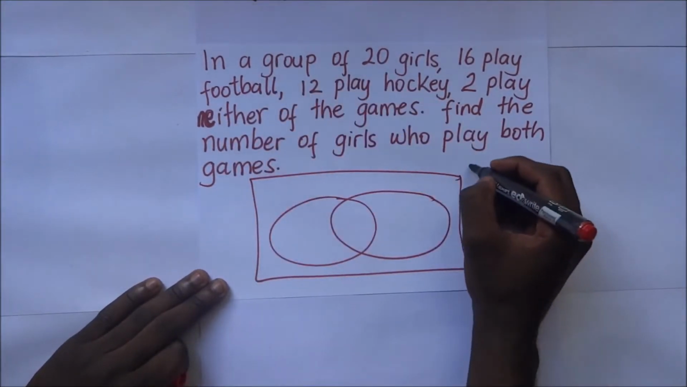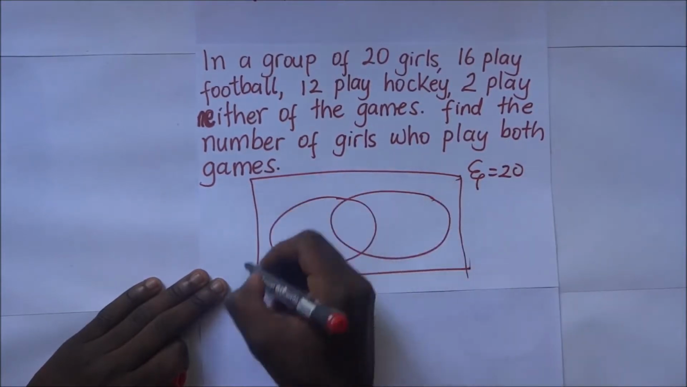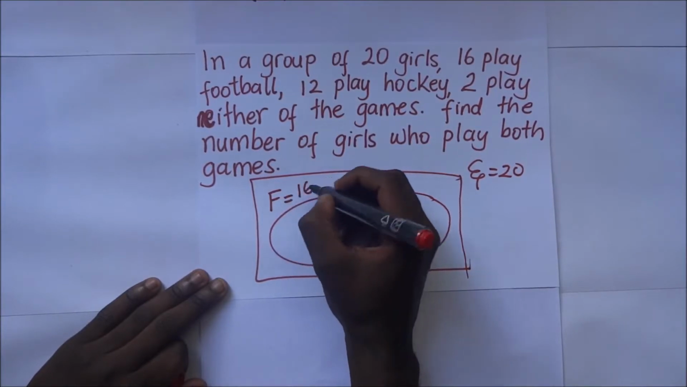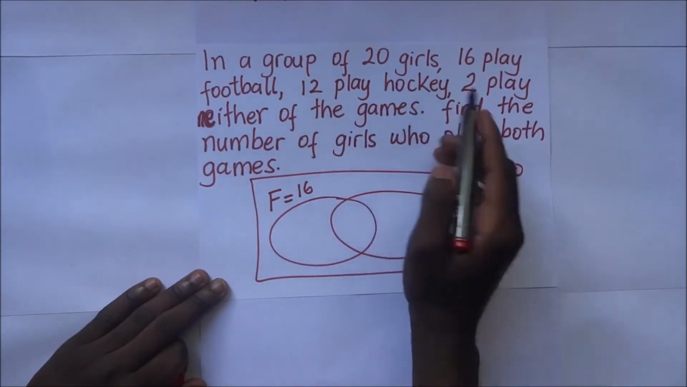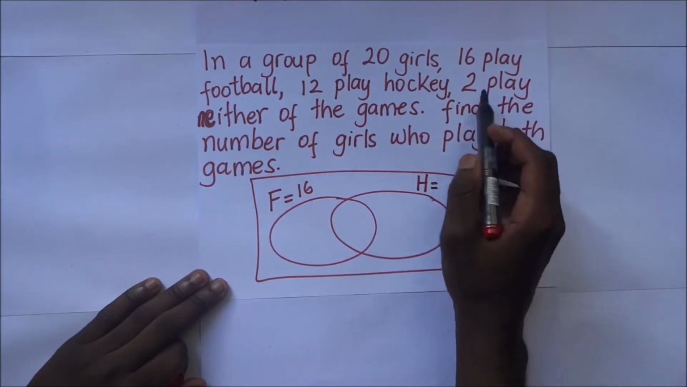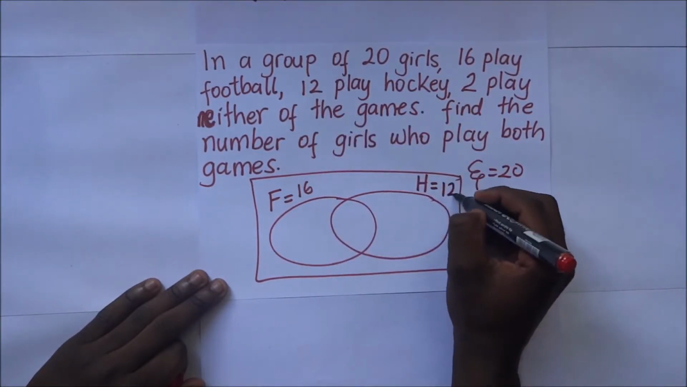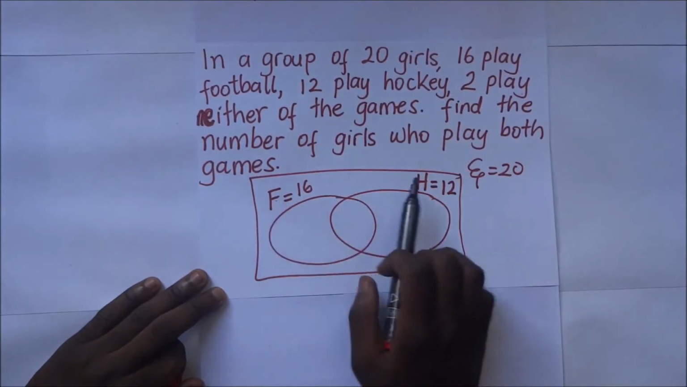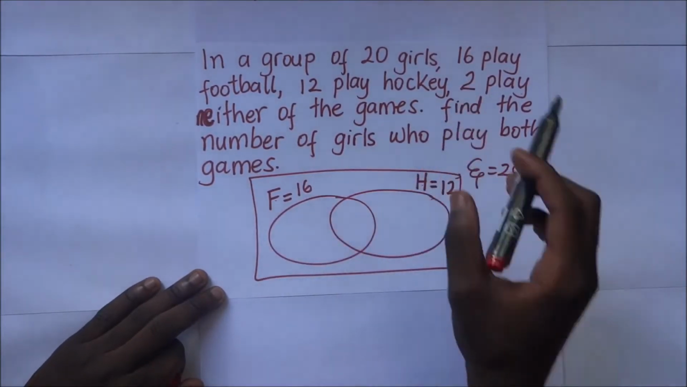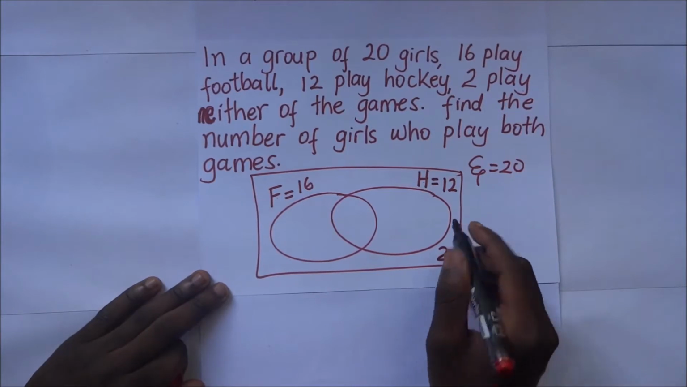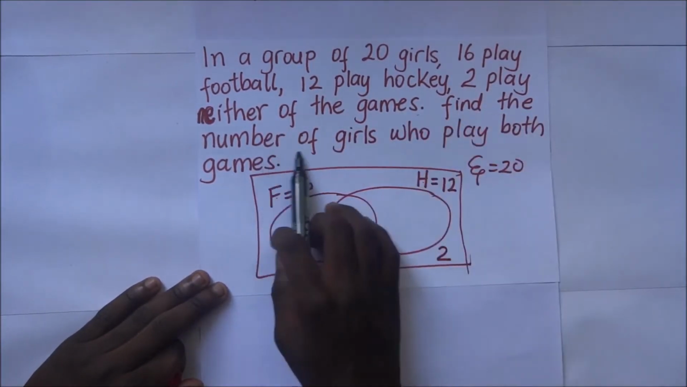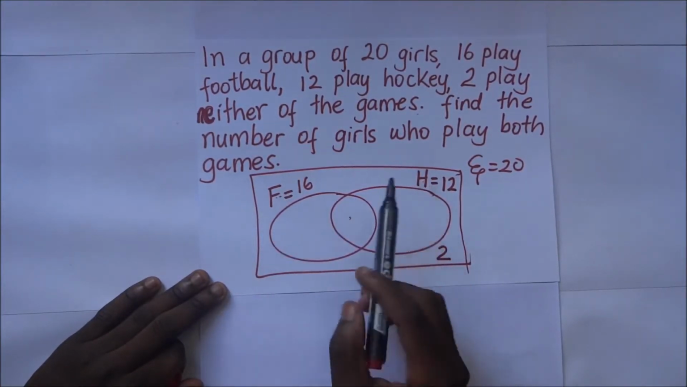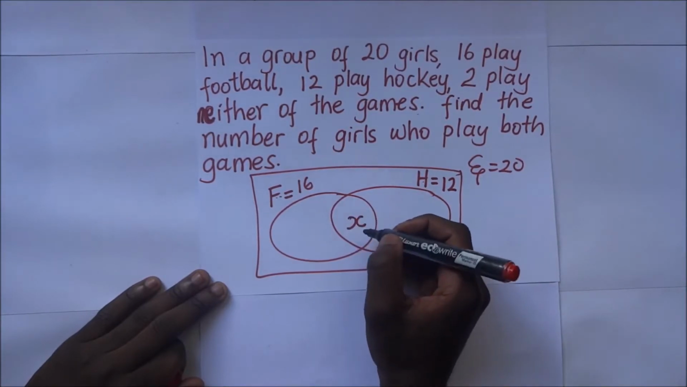So in a group of 20 girls, our universal set is 20 girls. That's the total. 16 play football. So those that play football are 16. And then 12 play hockey. So those that play hockey are 12. 2 play neither of the games. So 2 people do not play football and do not play hockey, so they are not inside these circles. These 2 are outside. Find the number of girls who play both games. So the intersection, the ones who play both football and hockey, they are here, X. So they're asking us to find the number.